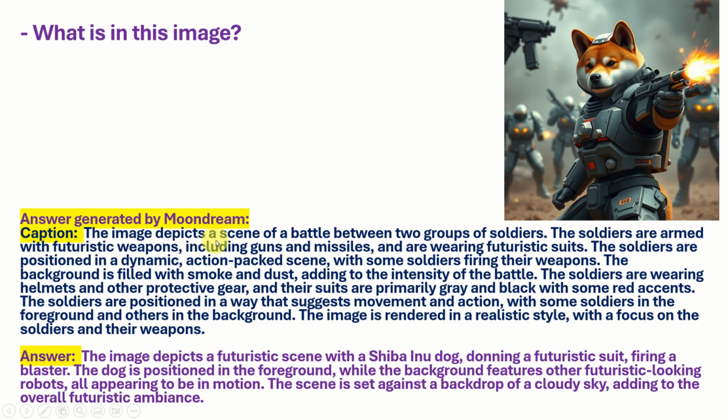The image depicts a scene of a battle between two groups of soldiers. The soldiers are armed with futuristic weapons, including guns and missiles, and wearing futuristic suits. The soldiers are positioned in a dynamic, action-packed scene with some soldiers firing their weapons. And here is the rest of the caption. And over here you can see the answer. Both the caption and the answer are generated by the model. And you can see in the answer how precise and accurate the model is.